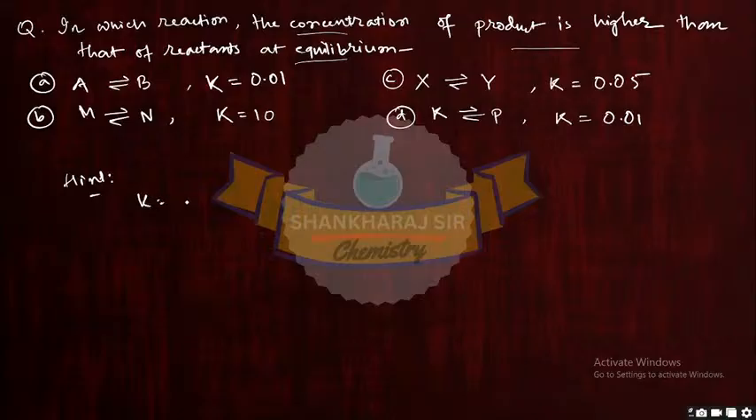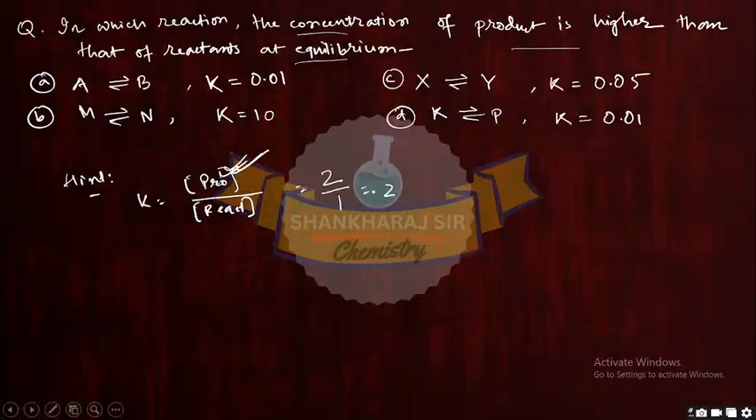What is K? K is basically the concentration of the product divided by the concentration of the reactant. From this hint you can easily identify that if the product is more, K should be more than 1. Suppose, for example, 2 divided by 1, so obviously the value should always be more than 1. In our options, we can find whether the product concentration is more only by knowing the value of K. The value of K should be more than 1. So only one option is correct, that is B. So this way we can solve.